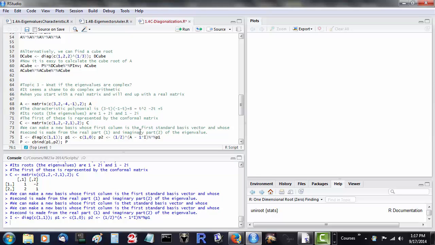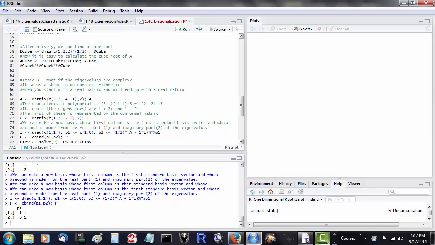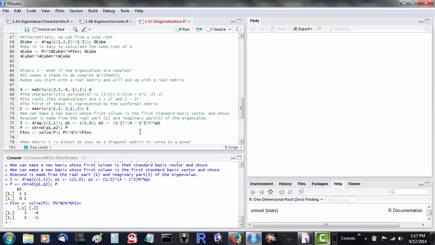So we put P1 and P2 together to make the matrix P. We invert it using the solve function. We compute P times the conformal matrix times P inverse, and we have reconstructed our matrix A. Why is this useful? Well, why is diagonalization useful? Because a diagonal matrix is easy to raise to any power. So is a conformal matrix.